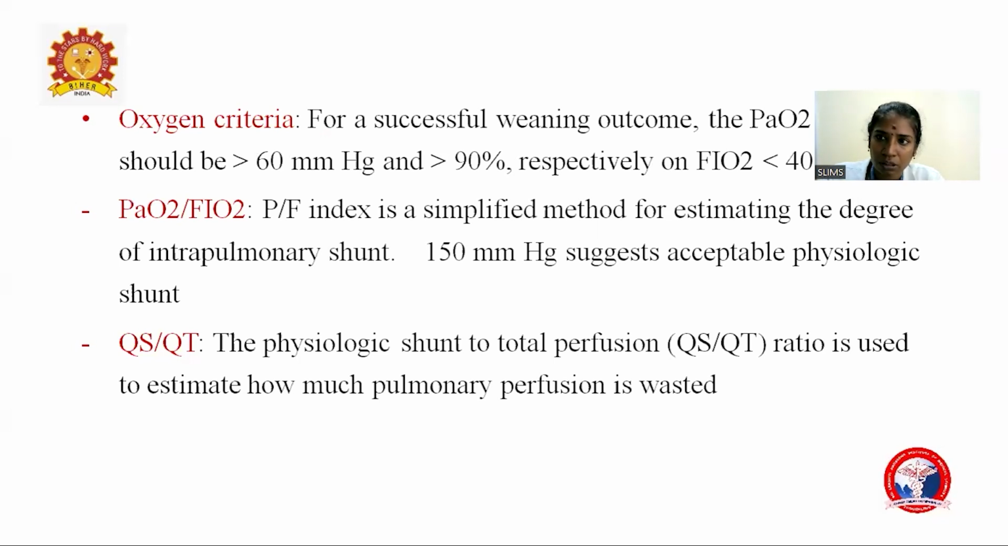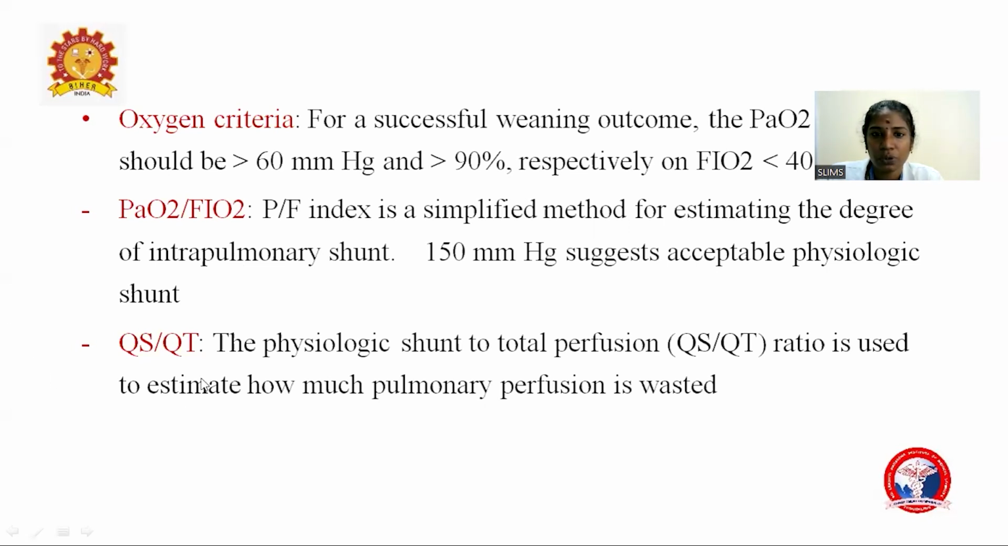Instead of looking at the oxygenation or carbon dioxide criteria separately in the ABG, we can use the PaO2 by FiO2 ratio. It should be 150 millimeters of mercury, which is an acceptable physiological shunt. Once we see it is 150 millimeters, we can make the patient ready for weaning. We can expect those patients to have a successful weaning.